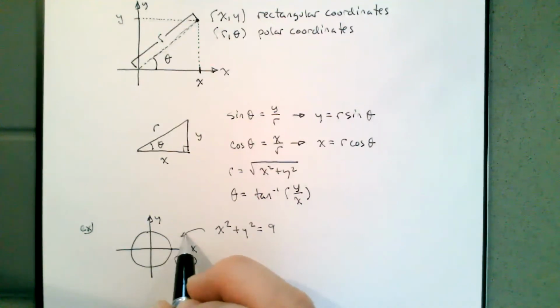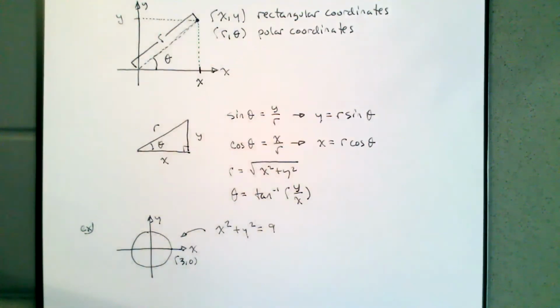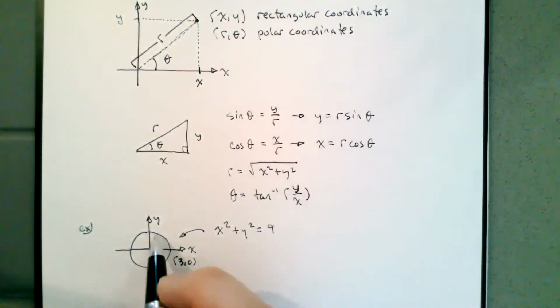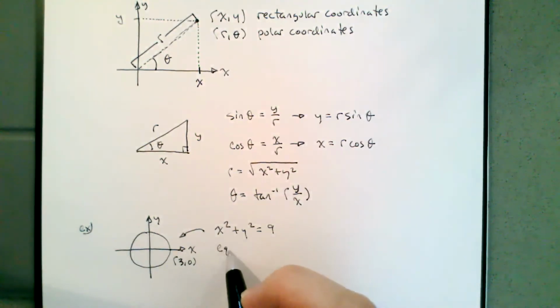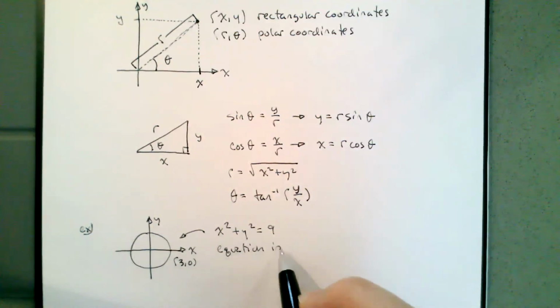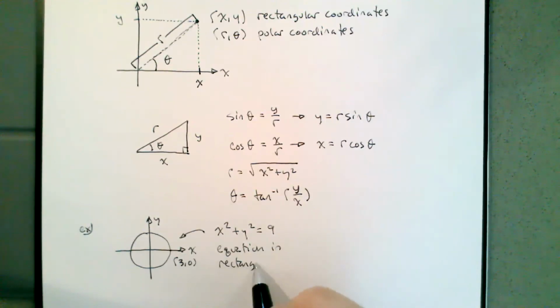Describing that circle with rectangular coordinates, I don't get to use a function. No matter which variable I try to solve for, I have to end up with two functions, the plus and the minus. But in polar coordinates, we're just describing all the points that are 3 units away from the origin. So here's the equation in rectangular coordinates. Not able to write a function.